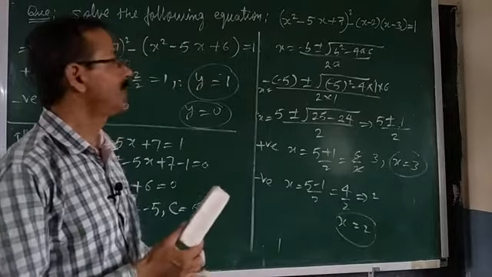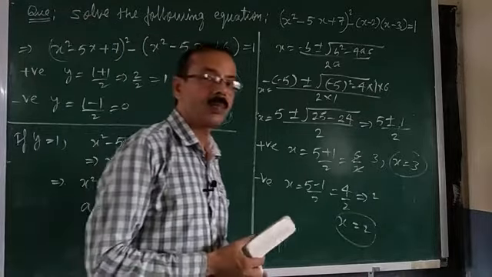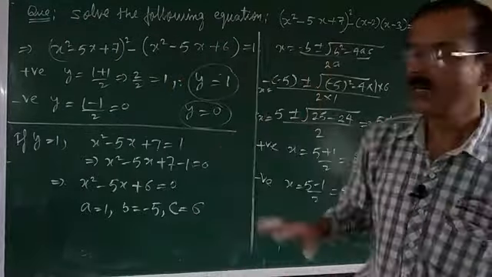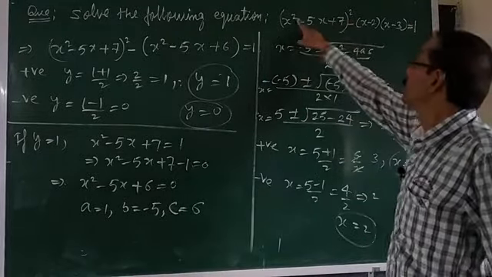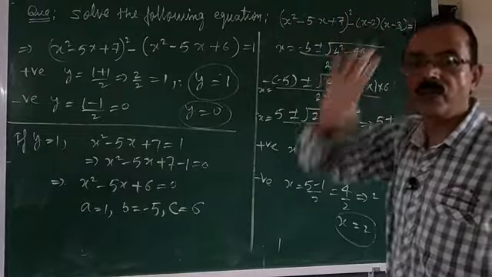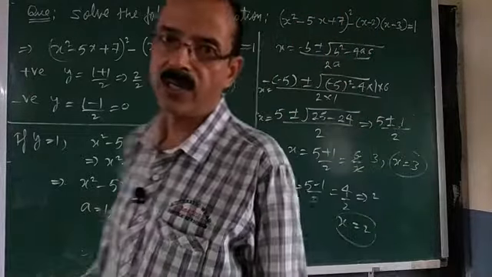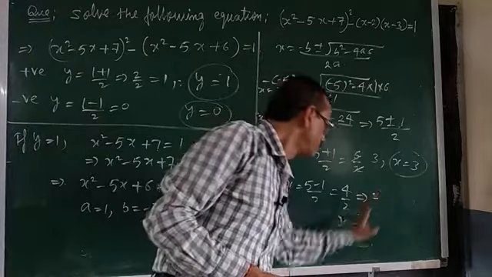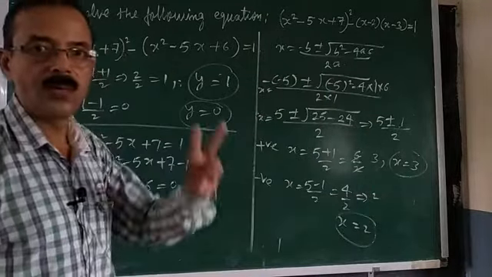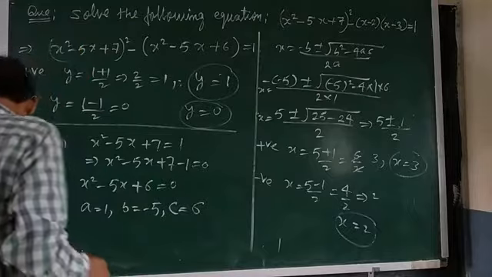How many answers should we get? There will be 4 answers. Why? Because of the square: if you multiply, the highest power will be 4 times. So there should be 4 answers of this. So 2 found, 2 more.